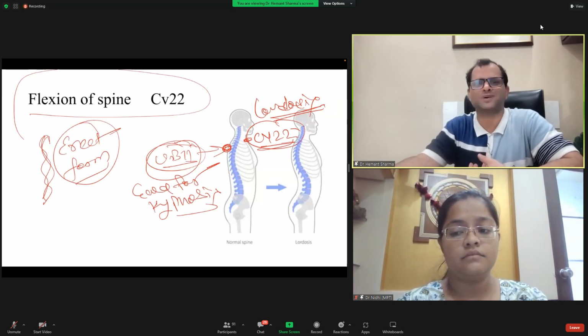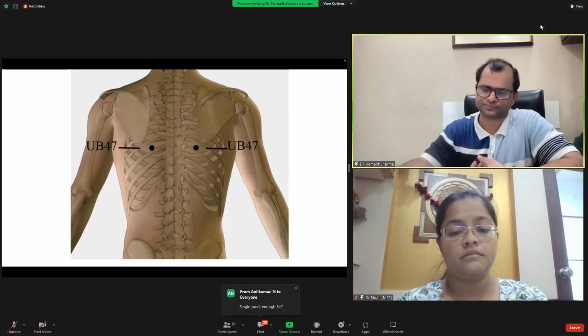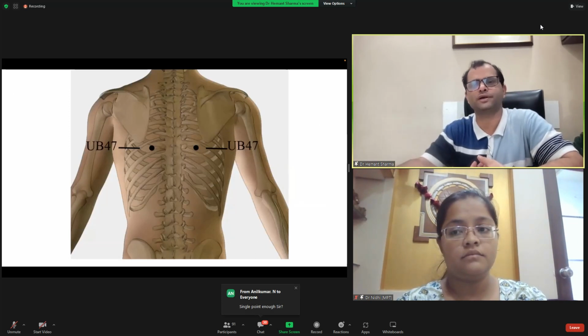But how to keep the spine erect? There is one more point, a very wonderful point. What is keeping your spine erect? That is called urinary bladder 47. Wonderful point, UB47.